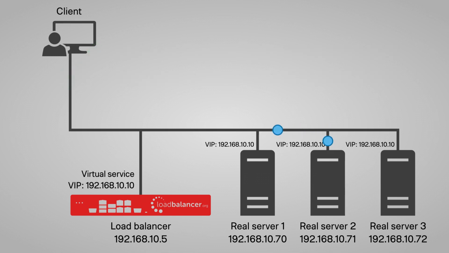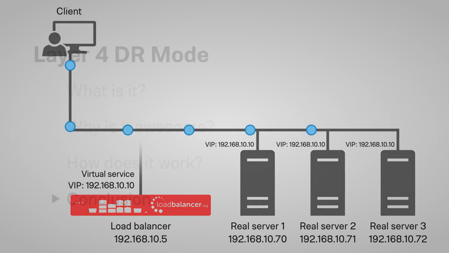All return traffic from the real server goes directly back to the client, bypassing the load balancer. This eliminates the load balancer as a potential bottleneck. The volume of return traffic is limited only by the available network bandwidth.